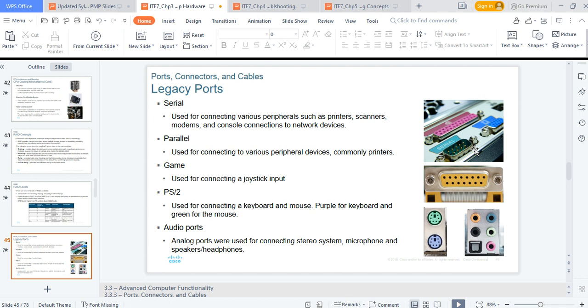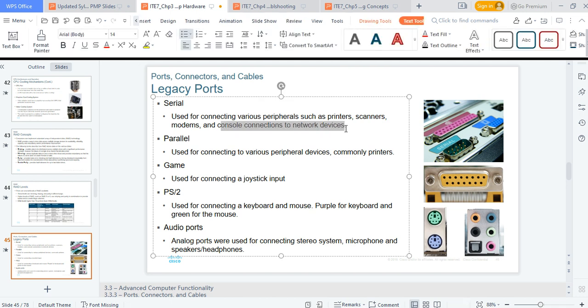We all know females, they always collect. Males, they give. So anything that's collecting is a female. Anything that is giving is a male. So this is female, female, female, female. All of this is female. So the ones that are entering here, they are what? The male ports. Okay, serial: printers, scanners, modems, console connections to network devices. So Cisco switches, right?